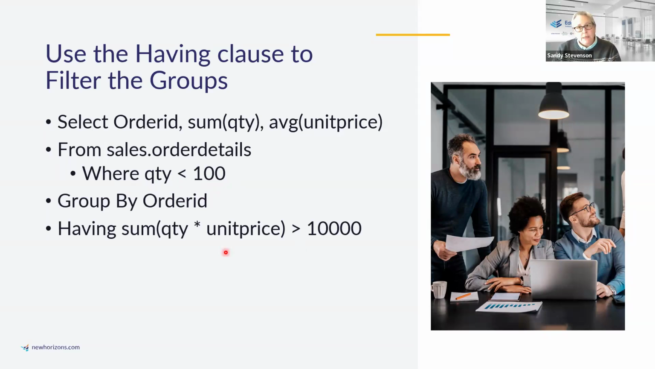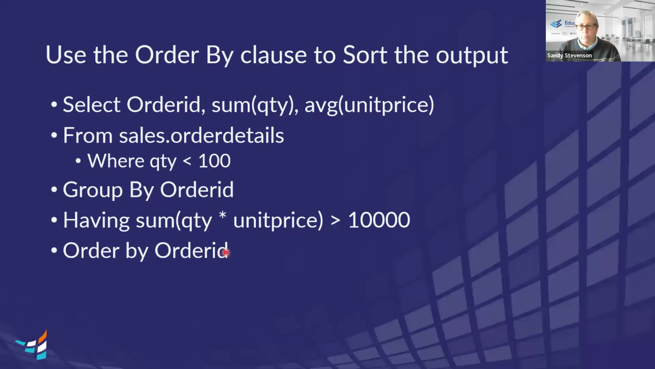And if we need something in a guaranteed sorted order, we need to use the order by clause. The order by clause is for sorting, and I can sort by more than one column as long as I separate it with commas. By default, it's in ascending order. If I want it in descending order, I just specify descending.